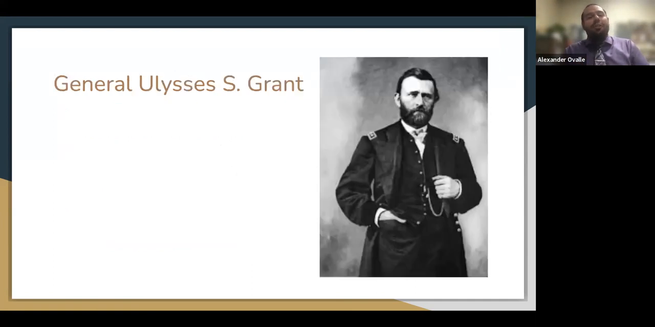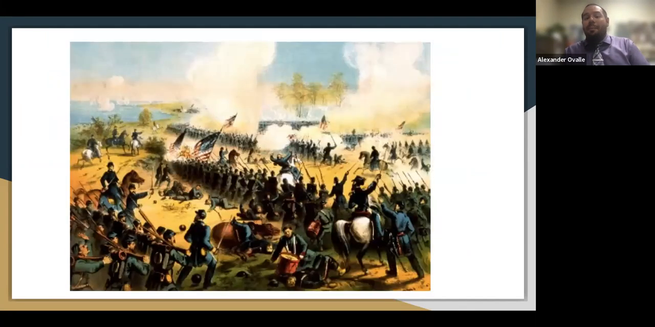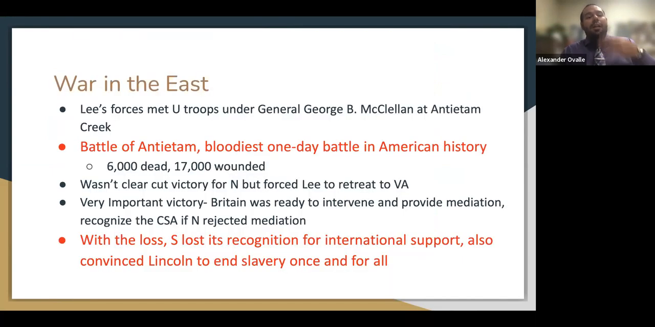So there's General Ulysses S. Grant, future president. Here's Shiloh. Here's a portrait of Shiloh. Important battle.